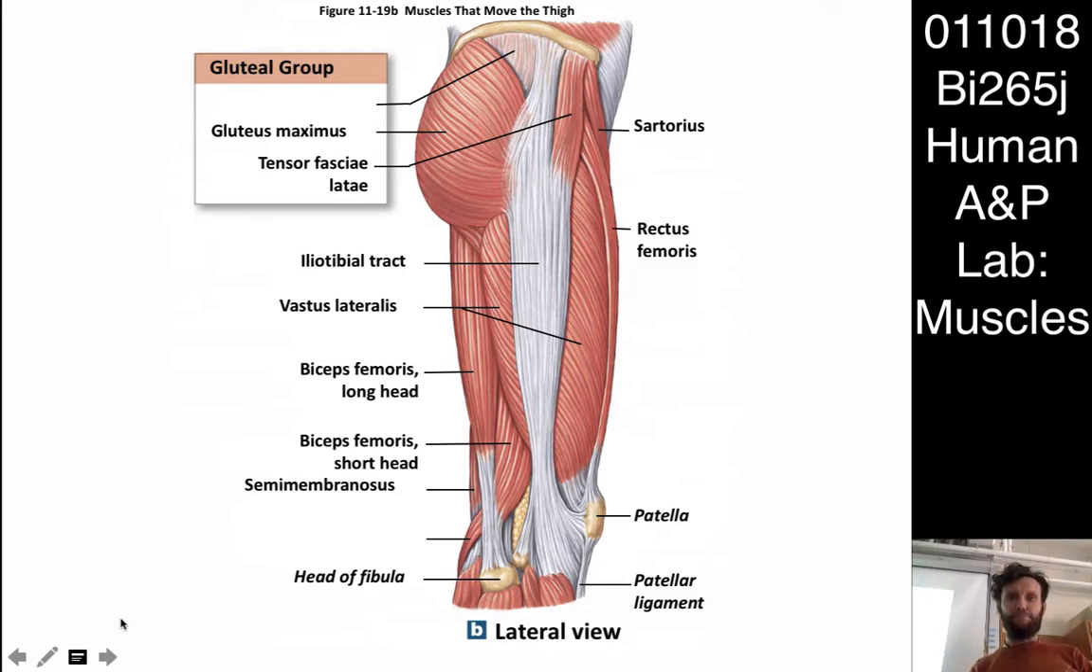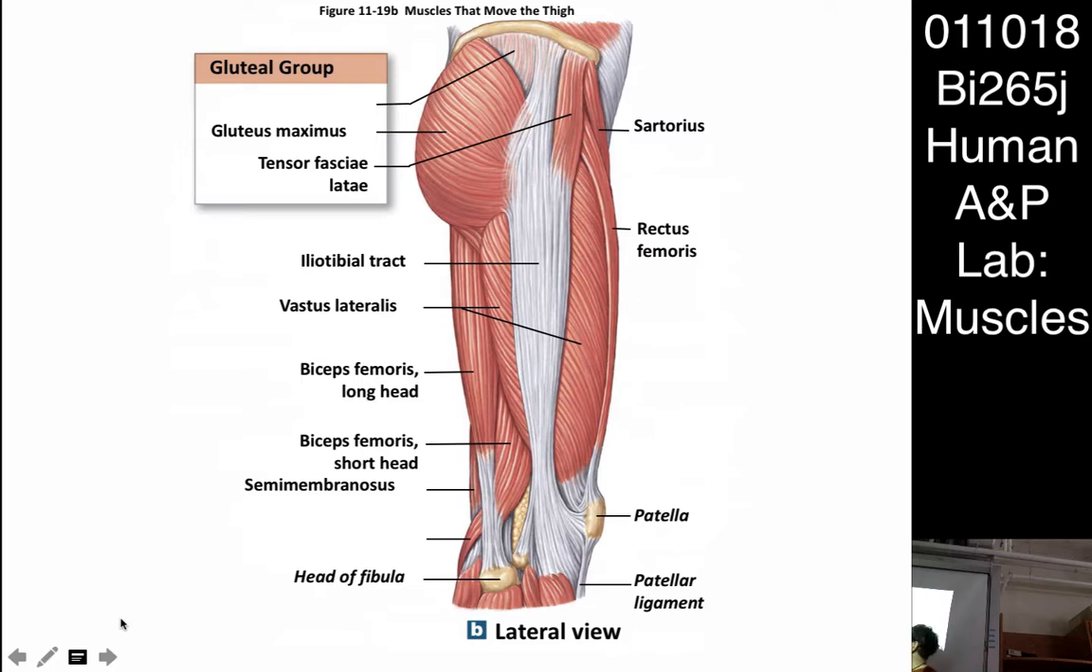Into the leg, gluteus maximus. There are actually three gluteal muscles. There's the gluteus maximus, medius, and minimus. I don't know if I'm going to show the others, but the gluteus maximus is the big one on the surface.